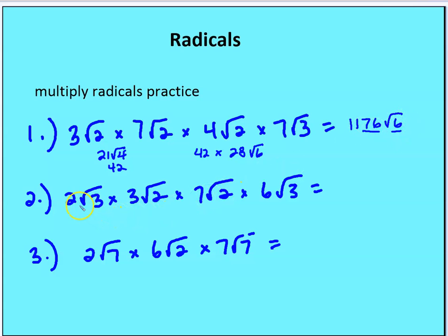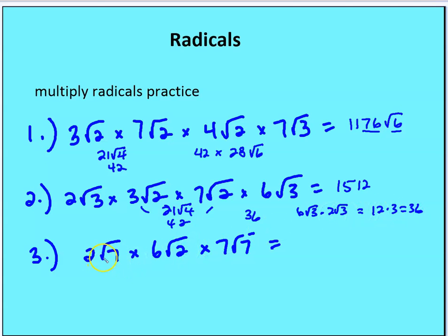There's no more simplification. Next one, 2 root 3 times 3 root 2. Actually, let's do the root 3s and the root 2s together. So this is 21 times 2. Again, 21 times the square root of 4 for these two, which is 42 again. And 2 root 3 times 6 root 3 is 12 times 3, which is 36. So I end up with 42 times 36, which is 1,512. So 6 root 3 times 2 root 3 is equal to 12 times 3, which is equal to 36.